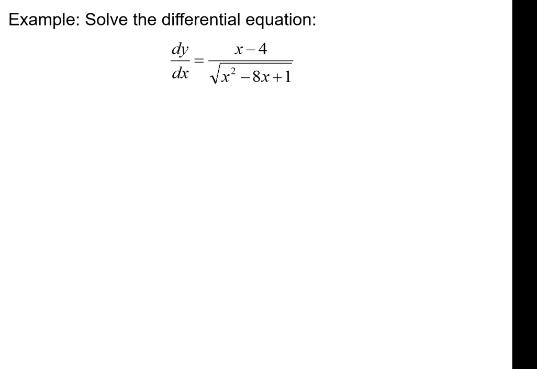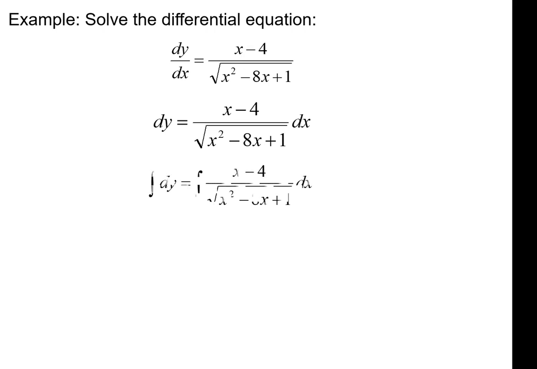Let's try this one. It says solve the differential equation. dy dx equals x minus 4 all over the square root of x squared minus 8x plus 1. Notice there's no y's here, and that's okay. That just means I'm going to multiply the dx to the right side. I'm going to leave the dy where it is. And when I integrate both sides, what you just want to think about here is I've got a 1 on this side. So what is the integral of 1 with respect to y? That's just going to give you the y, right? The antiderivative of 1 would just be y if I'm integrating with respect to y.